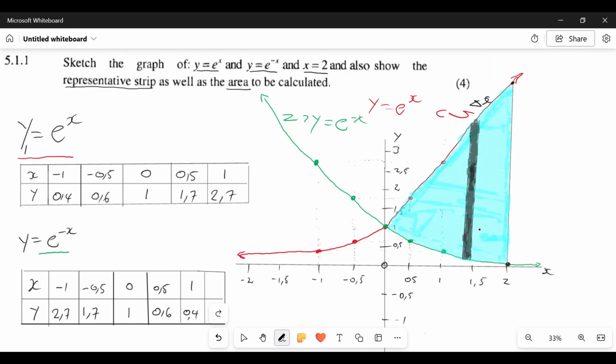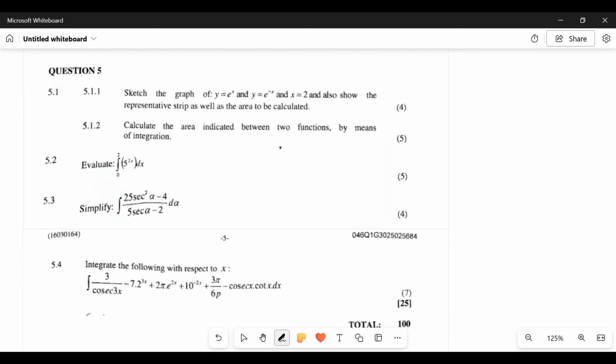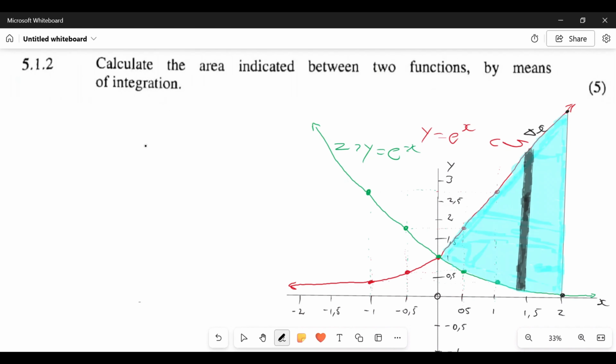So we are done with this question 5.1.1. Let's do 5.1.2. All right, we are done with 5.1.1. Let's look at 5.1.2. Now, 5.1.2, guys, here it is here. I'm going to copy it and paste it next to the graph because it's a continuation of 5.1.1. Okay guys, here is our 5.1.2.